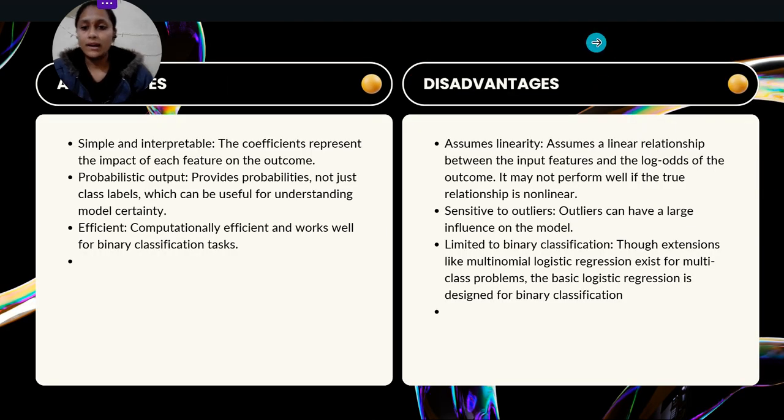Now let's see what are the advantages and disadvantages. First, let's cover advantages. It is simple and interpretable. It gives a probabilistic outcome and it is efficient. Now, what are the disadvantages? First, it assumes linearity. Second, it is sensitive to outliers. Third, it is limited to binary classification.